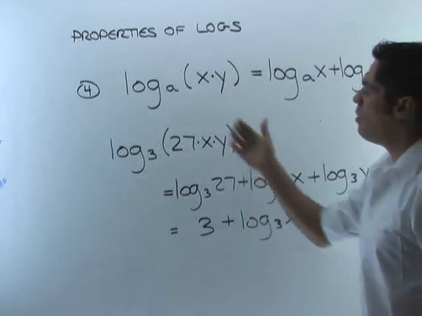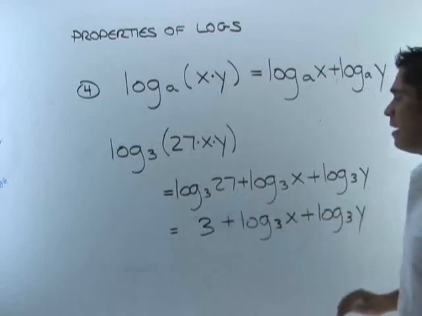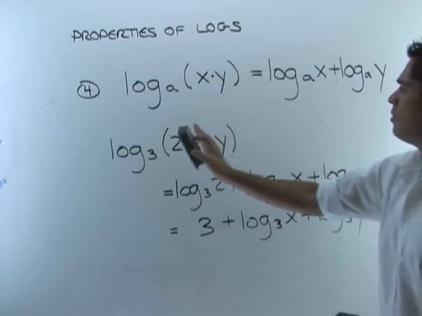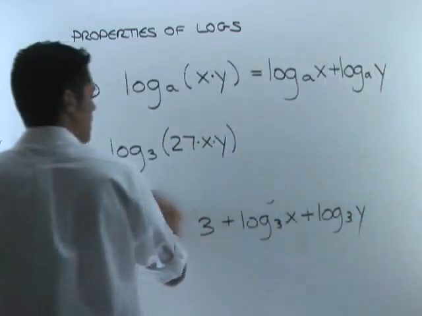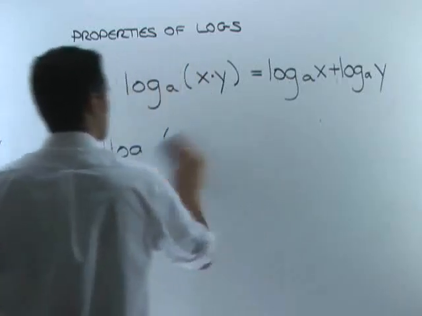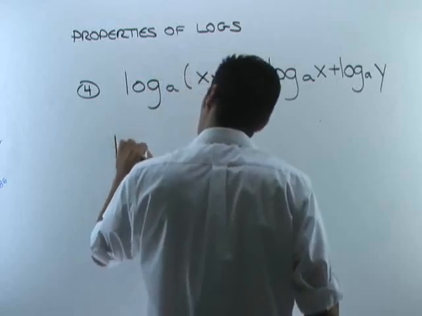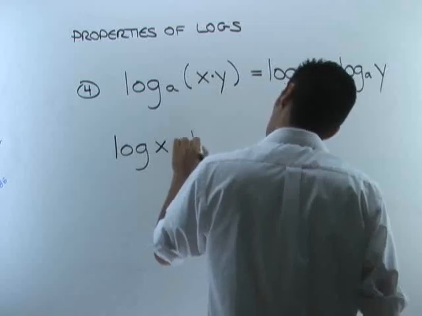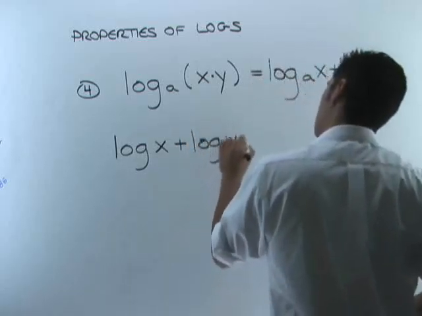Now the process of taking a single log and breaking it up into more logs is known as expanding a logarithmic expression. So what we're doing here is expanding. Now what I'd like to do is show you the same property, but work backwards. I'd like us to start with two logs. So I'm going to have, let's say, log of x plus log of y. And what's that equal to?